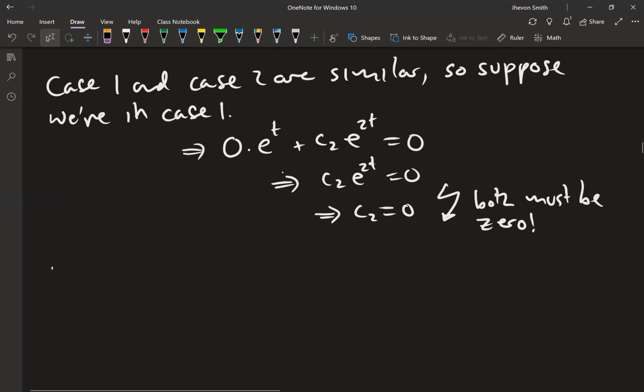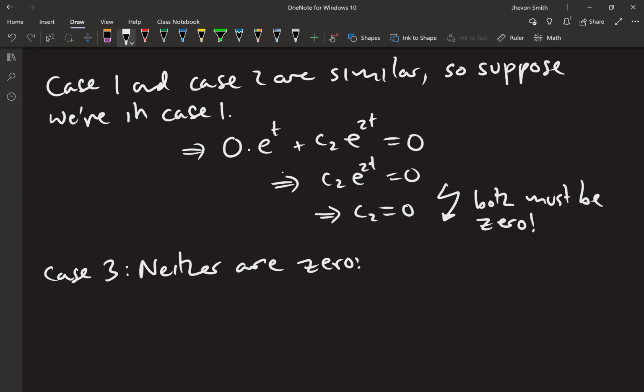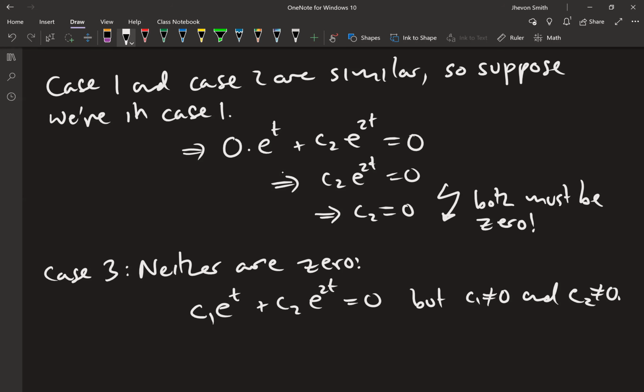Now I can jump to case 3. What if someone tells me, you know what? If one is 0, then yeah, it can't work. But what if both are not 0? So then I would have c1 e to the t plus c2 e to the 2t equals 0, but c1 is not 0 and c2 is not 0.